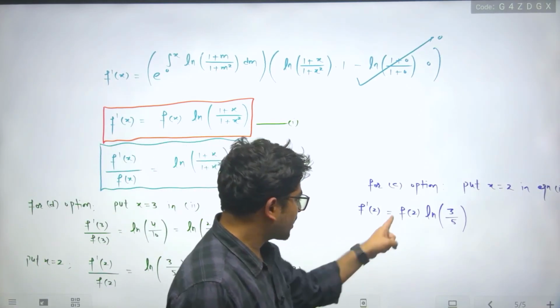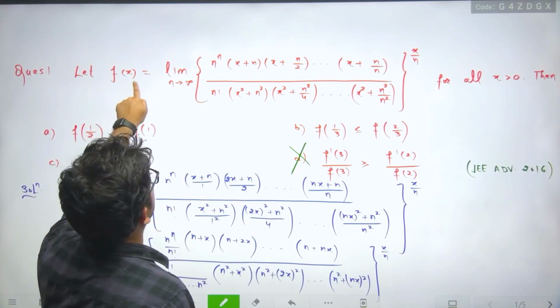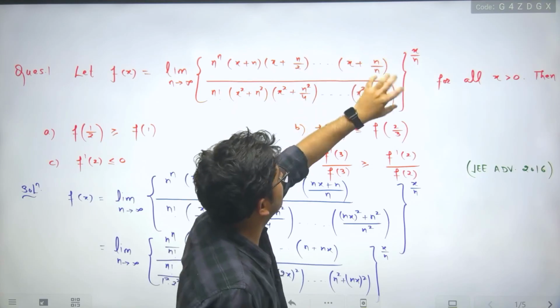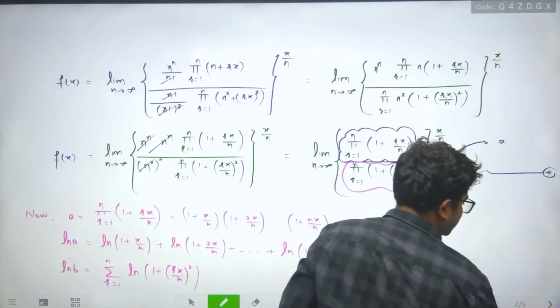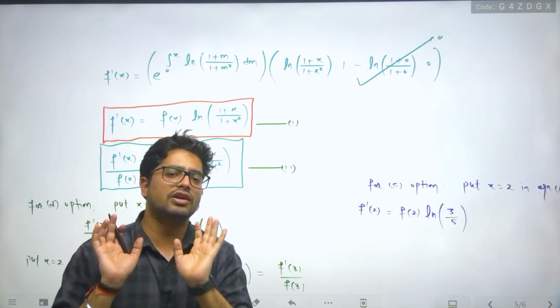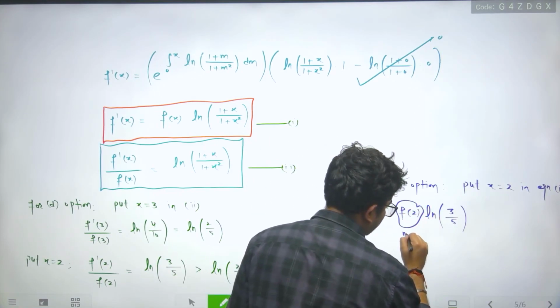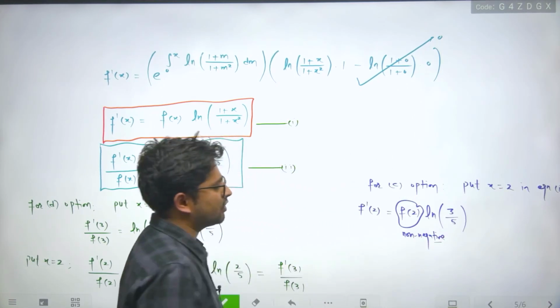Now, f(2) is what? Back to the question, f(2) is this one. When you put x positive, x = 2, this is positive, you'll get something positive. Basically that must be non-negative, maybe 0, but that is not a negative value.